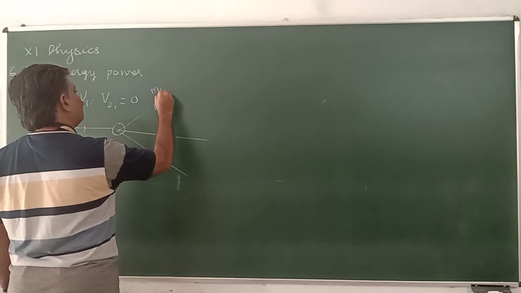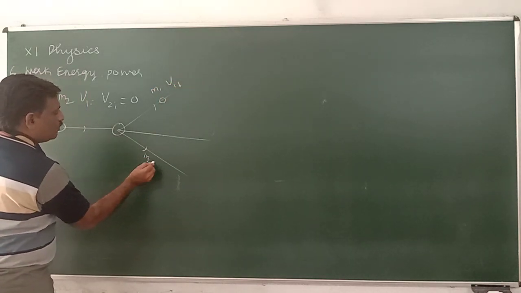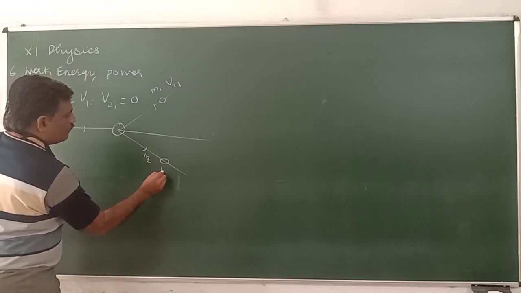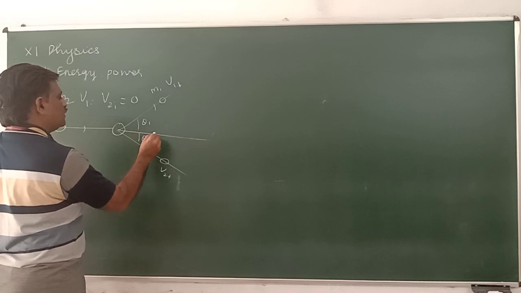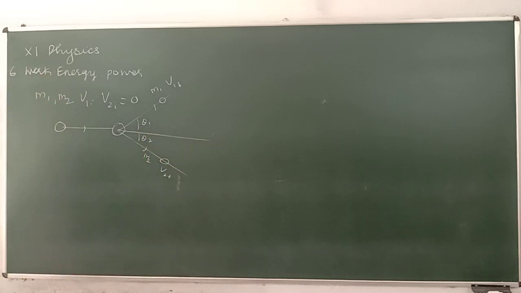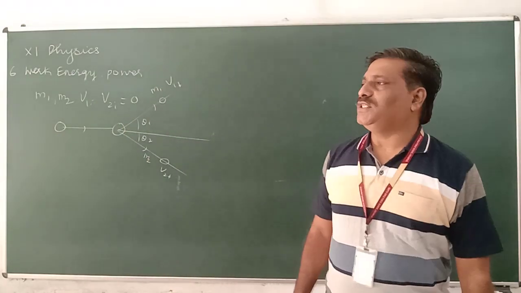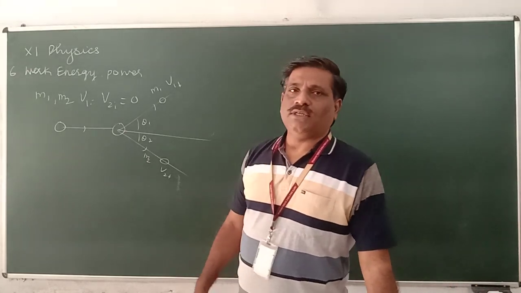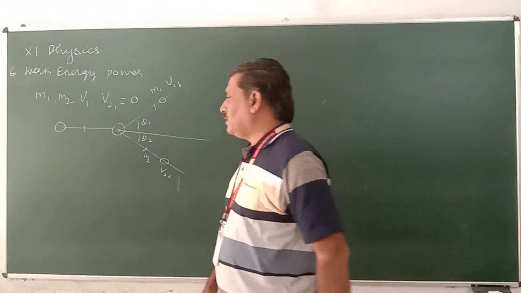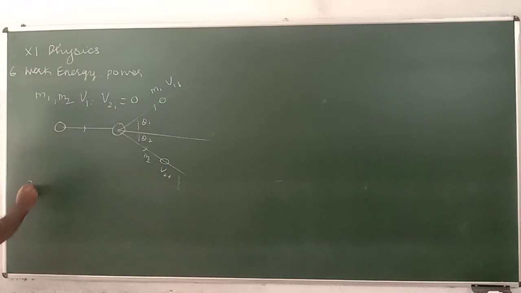Suppose m1 comes here with v1f, and m2 comes here with v2f. This one is theta 1, this one is theta 2. In such a case, they are not moving in a straight line after collision. Then we consider multidimensional collision. We can consider it in two planes, this one in the xy plane. This is the xy plane.